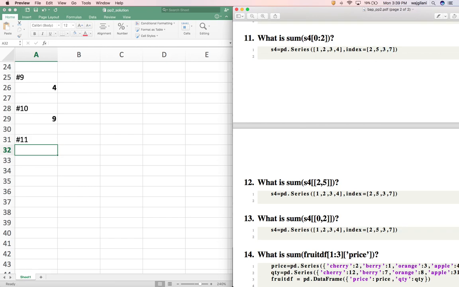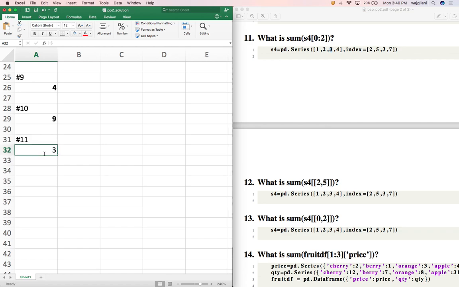Now, in this situation, when I do 0, colon, 2, what happens? Again, it does not matter if it's an index of numbers or an index of alphanumerics. Once you do number slicing with the colon, you are automatically selecting the values by position. Index be damned. Okay? Because of this, again, this is consistent with the other problems. I'm grabbing the first value, the second value, but not the third value, for a total answer of 3. It does not matter what the index is. Colon slicing with numbers is going to be by position. This will give me an answer of 3 again.